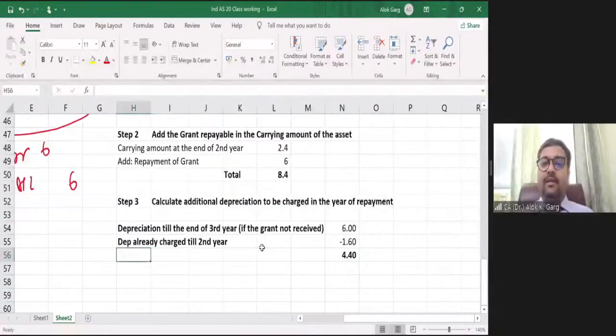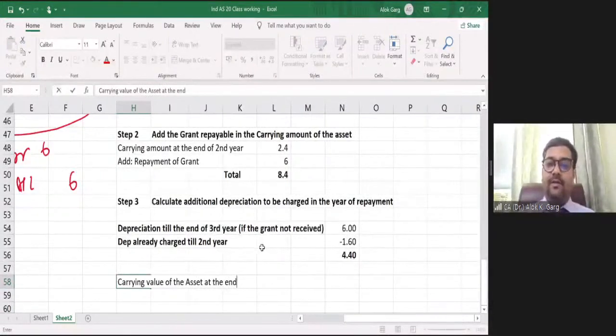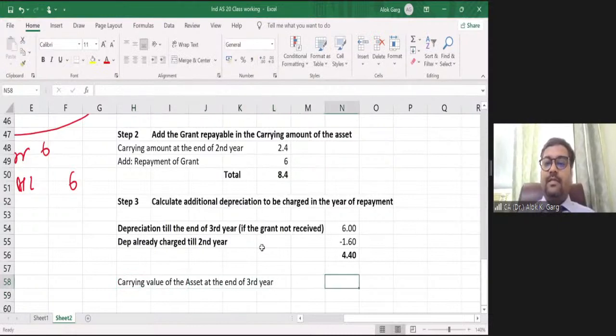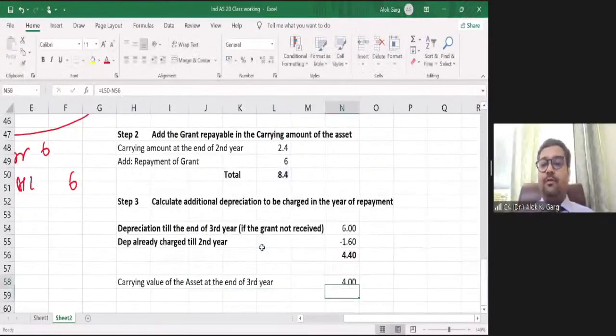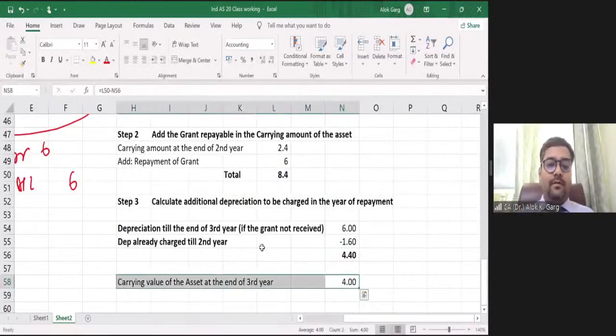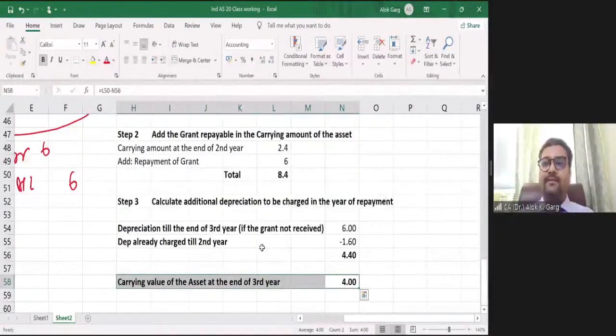And then you need to calculate the carrying value. So the carrying value of the asset at the end of the third year is equal to how much? 8.4 minus 4.4, and it is coming out at 4. It is coming out at 4 lakh.